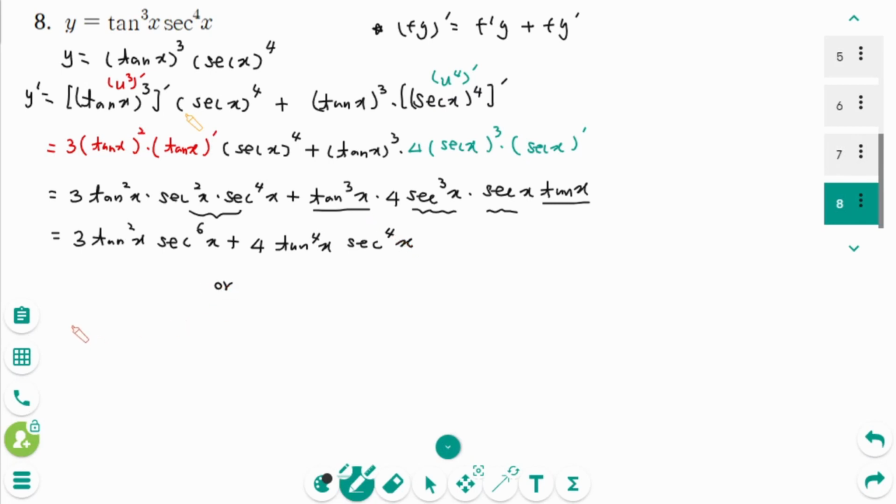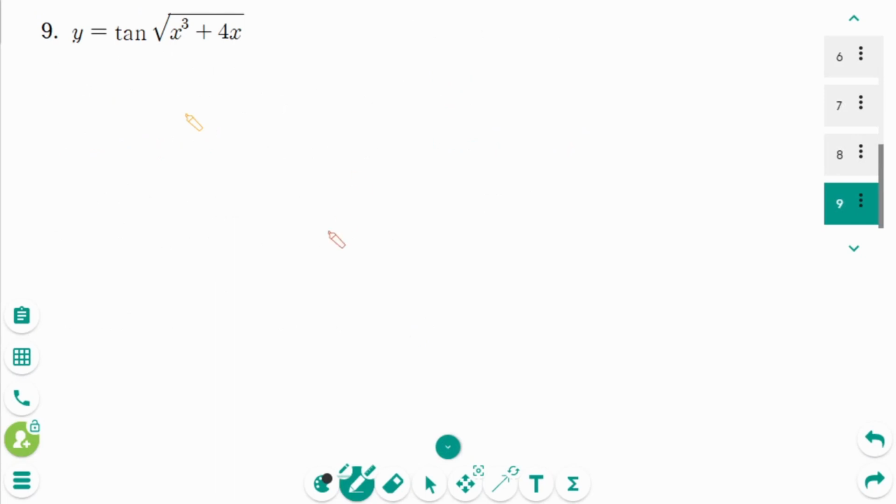Or you can factor, take out the common factor, tangent squared x and secant to the power of 4x times 3 secant squared x plus 4 tangent squared x. Number 9. Use the general power rule. Think of it as y equals tangent u, then dy dx equals secant squared u times u prime.